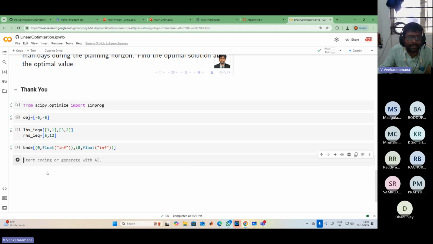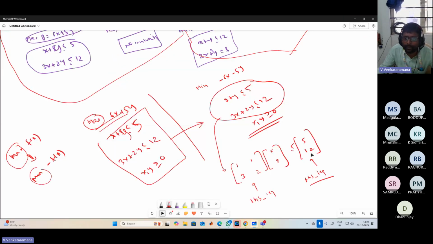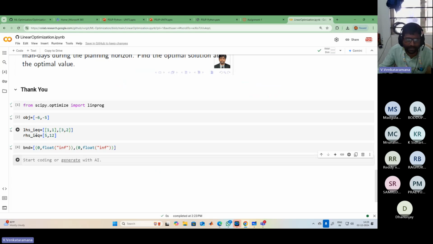Now everything is ready. You have the objective function, that is the OBJ. You have the constraints in the form of the matrix, the LHS and RHS of the inequality constraints, and you have the boundaries also available. Now you have to solve the problem using the linprog method.